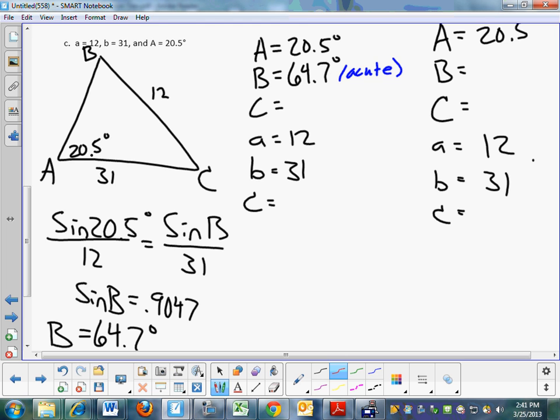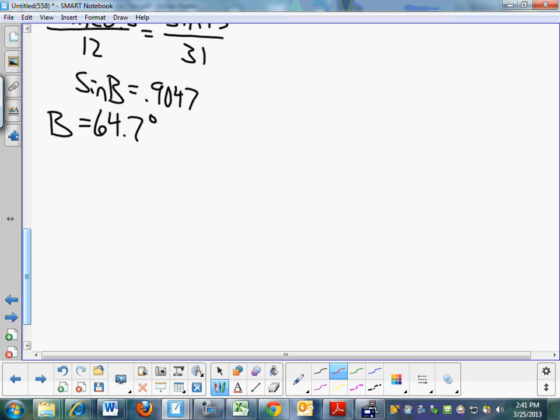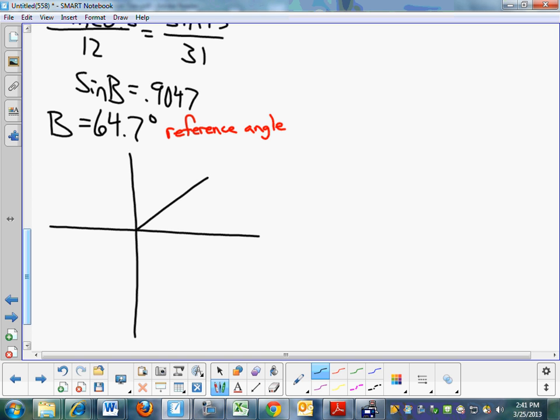Now I'm going to bring your brain back to something that you remember from long ago. Are you ready for this? 64.7 is what we call the reference angle. What does that mean? There's two spots where sine has a value of 0.9047. One is in the first quadrant, one is in the second quadrant. 64.7. The reference angle is the smallest angle between the x-axis and the terminal side of the angle.